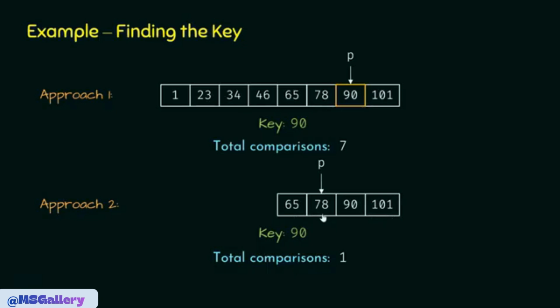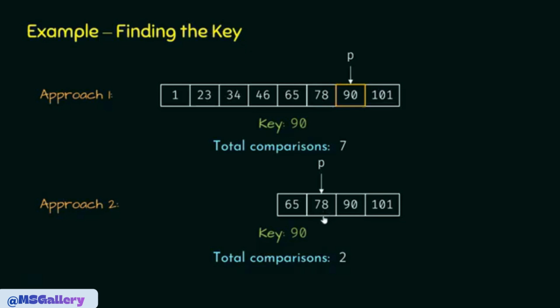In this list, the middle element is 78. Why? There are 4 items in this list and 4 divided by 2 is 2. So the second element is the middle. Now, let's compare 78 and 90. Is 78 equal to 90? No. At this point, we are done with one more comparison. So the total number of comparisons at this point is 2. Pointer P is pointing to 78.